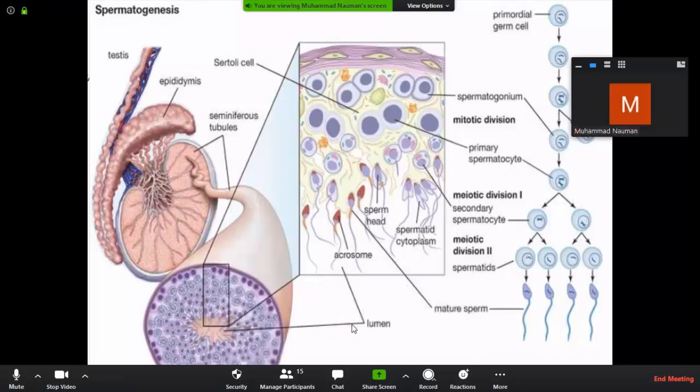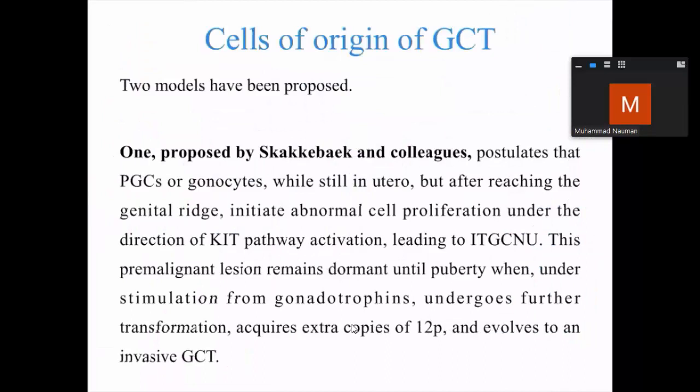Now, the cell of origin of germ cell tumor. There are two models. One, proposed by Sakabeck and colleagues, postulates that primordial germ cells or gonocytes, while still in utero, but after reaching the genital ridge, initiate abnormal cell proliferation under the direction of KIT pathway activation, leading to intratubular germ cell neoplasia in situ. This pre-malignant lesion remains dormant until puberty, when under stimulation from gonadotrophins, it undergoes further transformation, acquires extra copies of chromosome 12p and evolves into the invasive germ cell tumor.